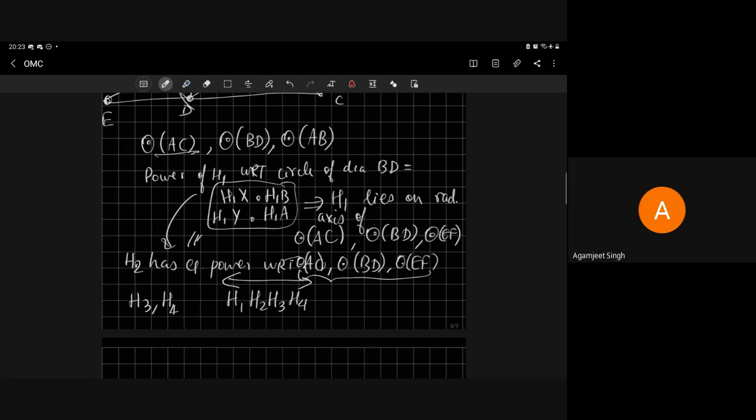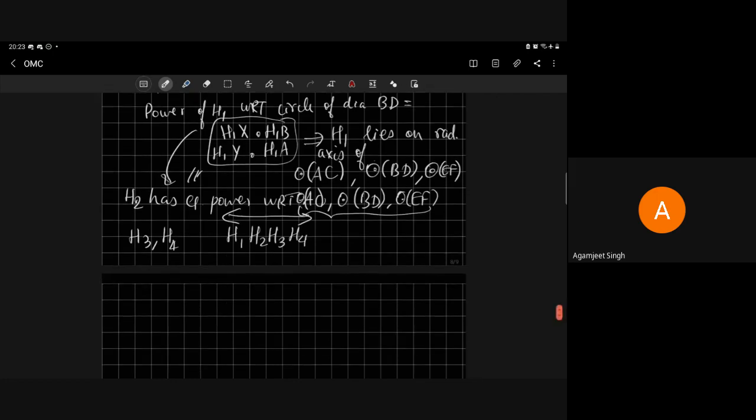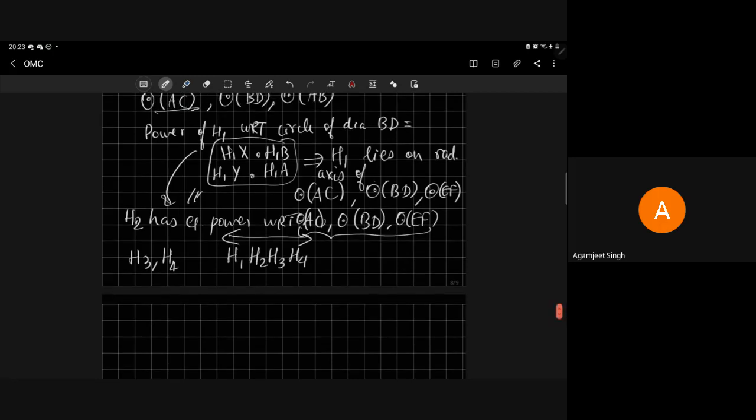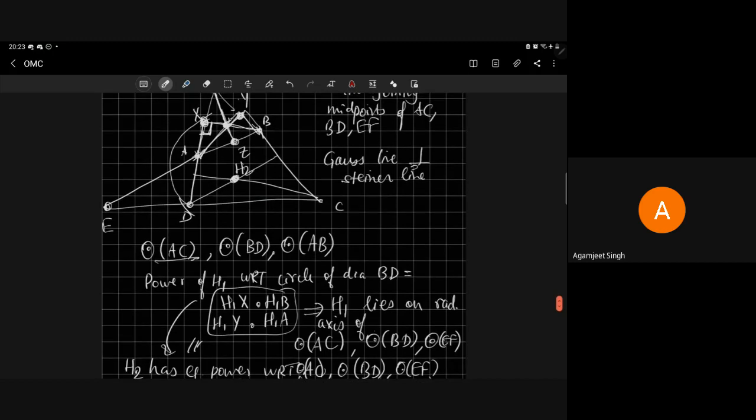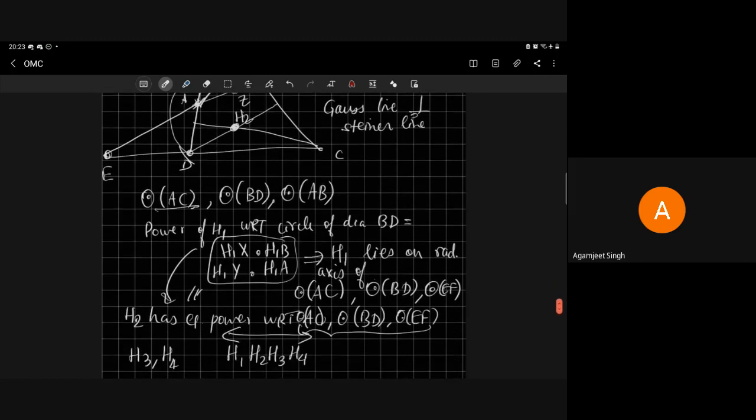So if they weren't coaxial, there would be a radical center. If they were not coaxial, they would have some radical center, but then there are 4 points which have equal power. So that's not possible. In general, there's only 1 point which has equal power with respect to three circles. But here there are many such points, so these three circles must be coaxial.